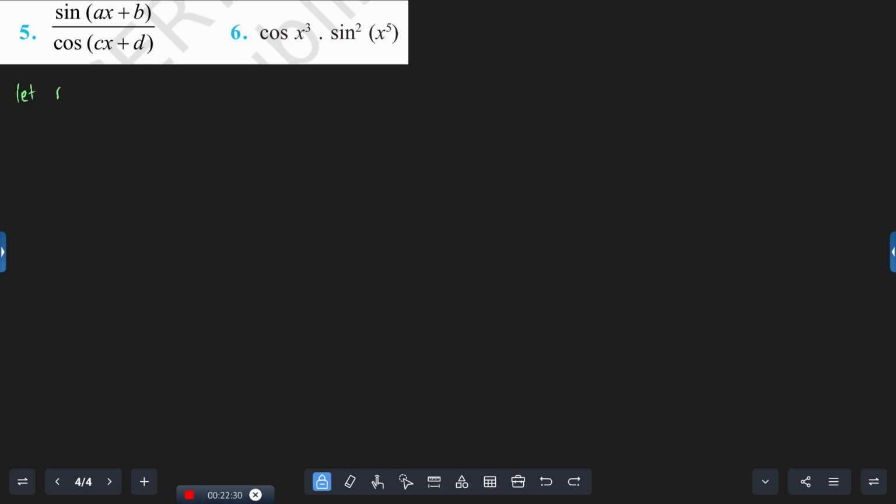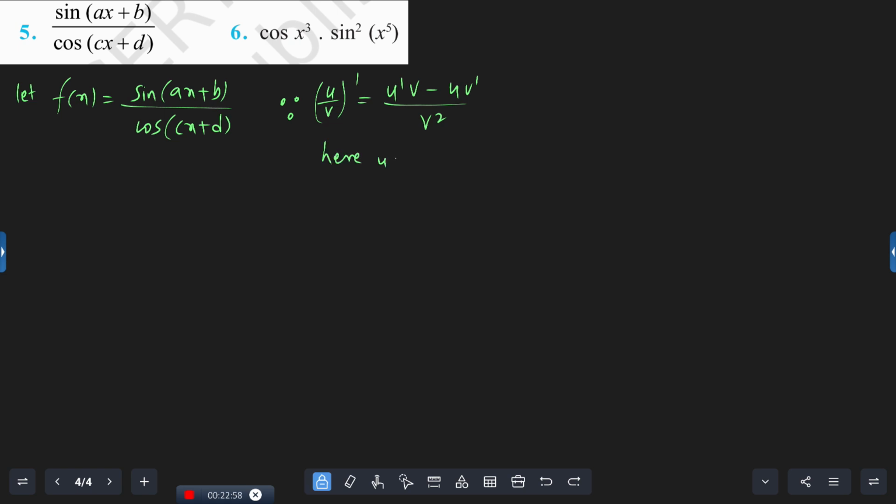Fifth one, f of x is equal to sine of ax plus b divided by cos of cx plus d. The formula I told you already: u divided by v whole dash is u dash v minus u v dash divided by v square. So here what is the u value? U is equal to sine of ax plus b. What is the v value?